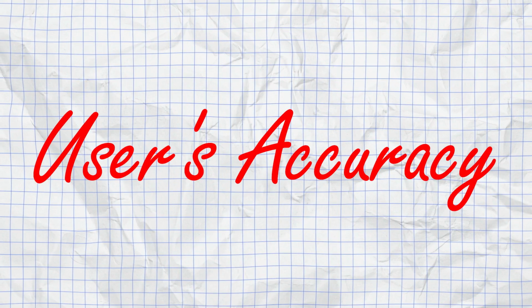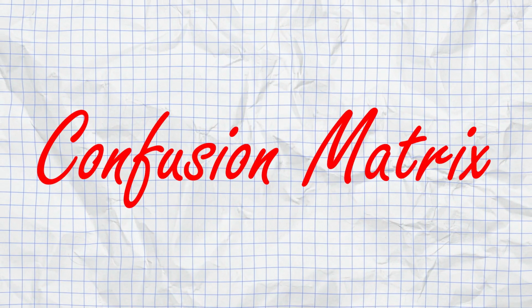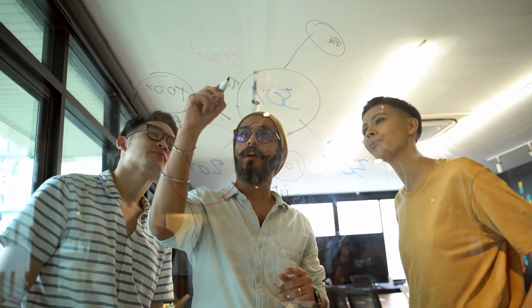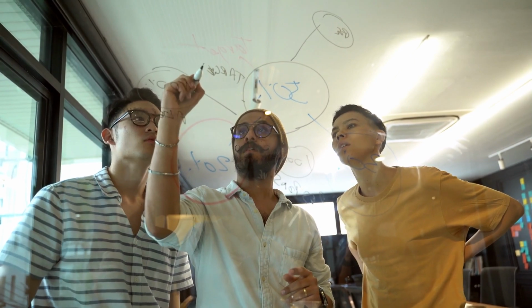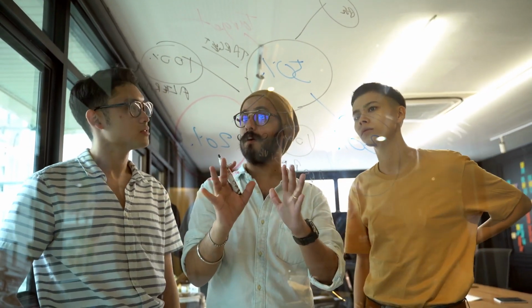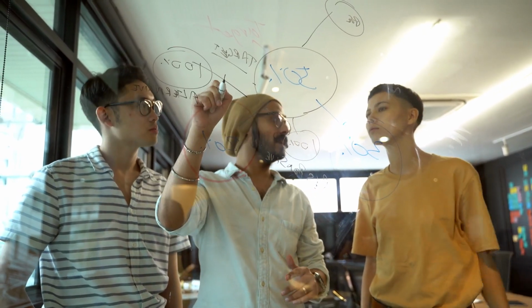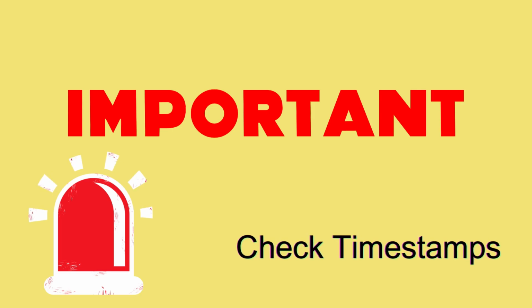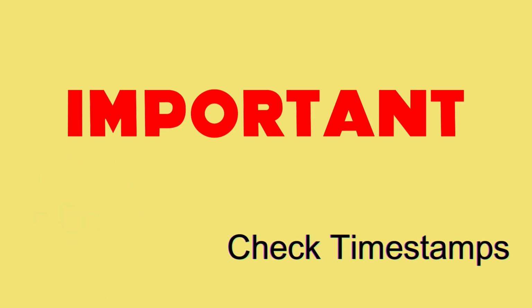It includes overall accuracy, user's accuracy, producer's accuracy, kappa coefficient, and confusion matrix. I will describe these parts in today's tutorial and guide you to perform an accuracy assessment of a supervised classified image in ArcMap. This video is very important, so watch this video without skipping any part.